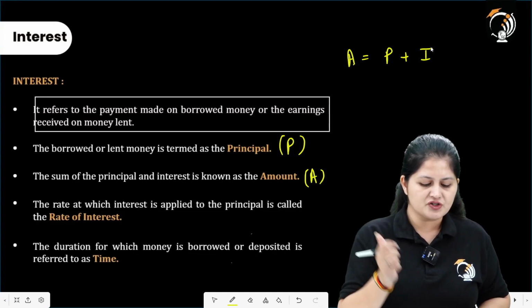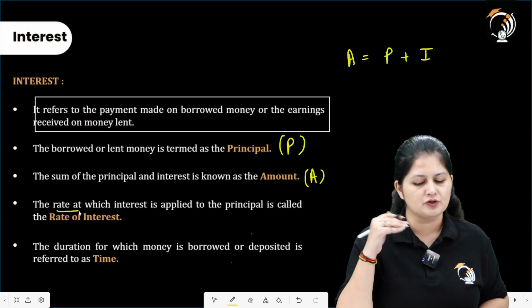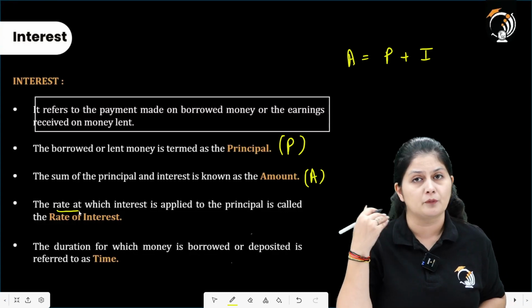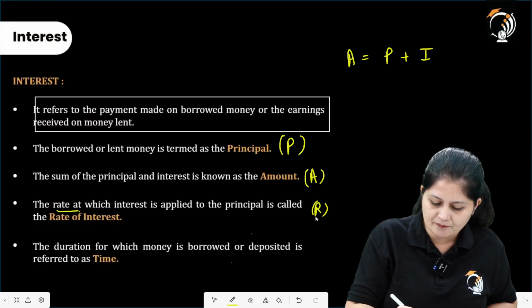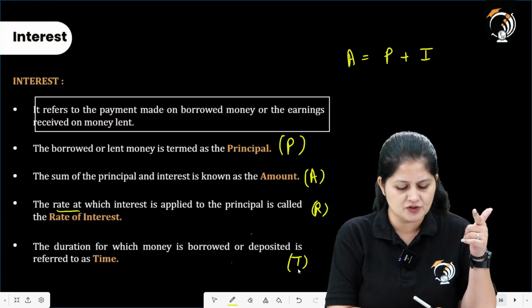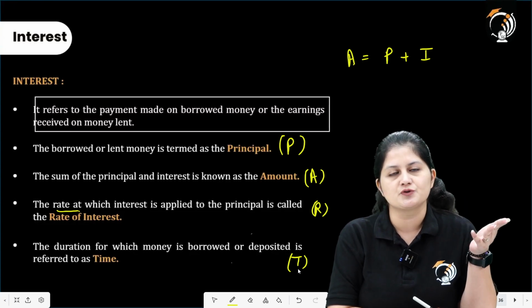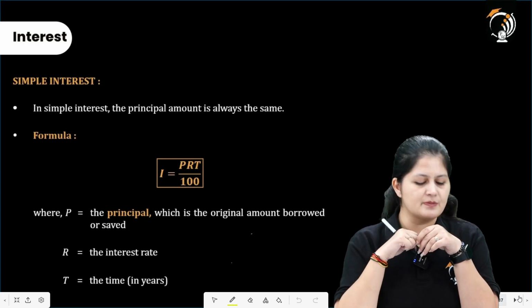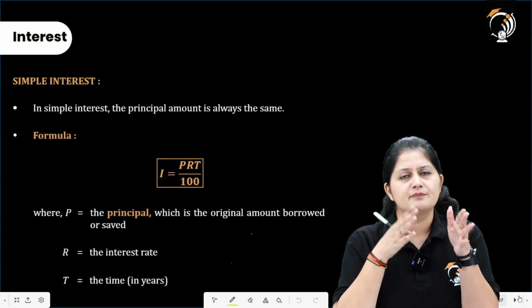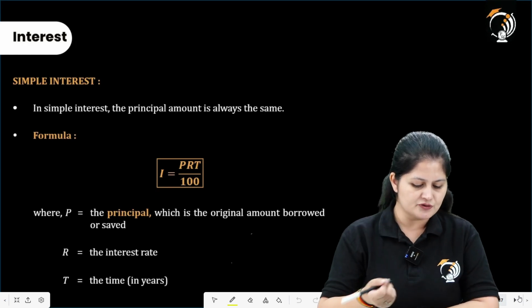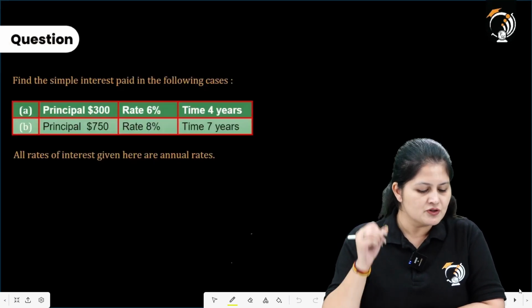Further, the rate at which the interest is applied to the principal is called the rate of interest. The duration for which the money is borrowed, lent or deposited is known as the time here, right? So the representations are: P is used for principal, A is used for amount, R is used for the rate of interest, while T is used for the time. Okay. The formula for simple interest is the principal multiplied by the rate of interest multiplied by time, over 100. These are the notations that I have already told you. So let's have a question on this.